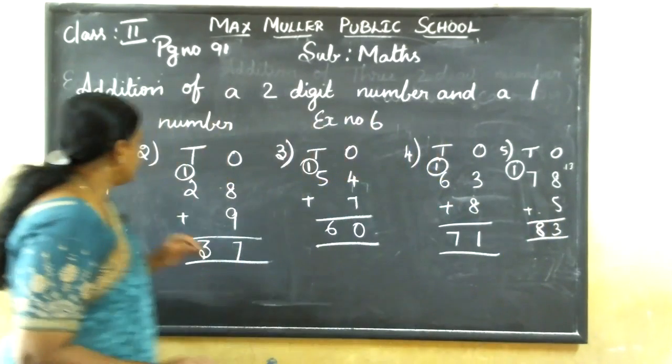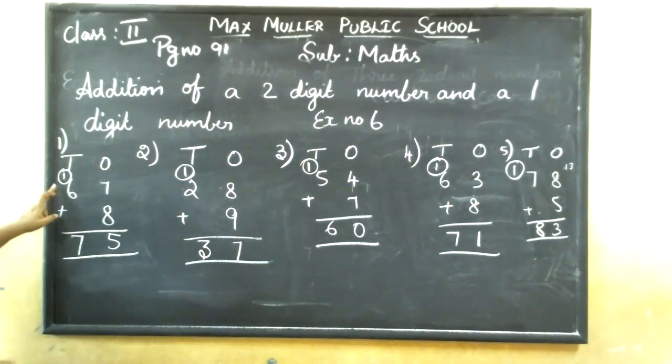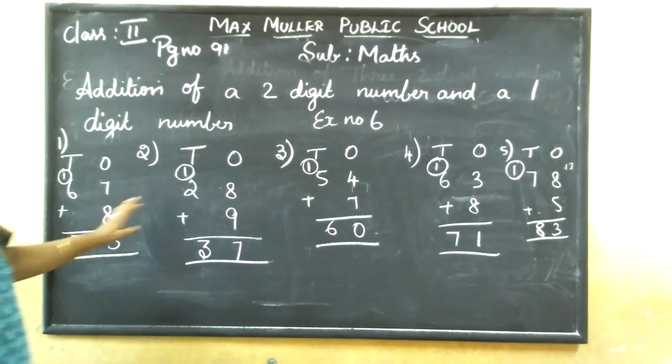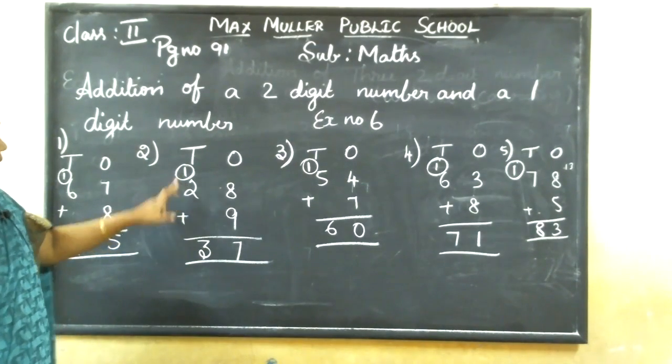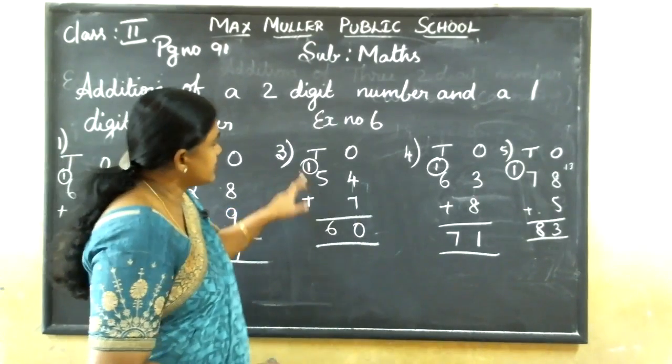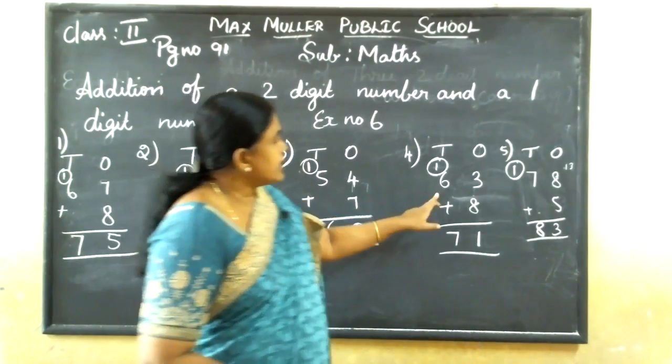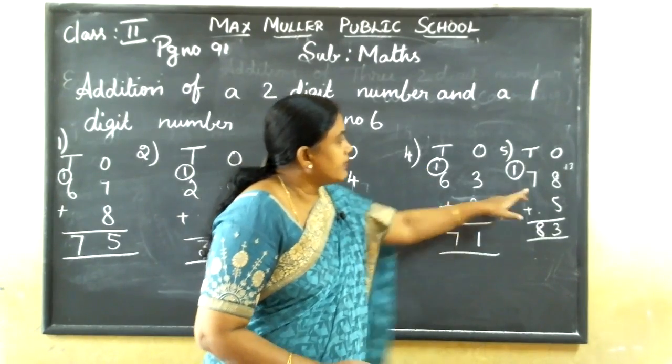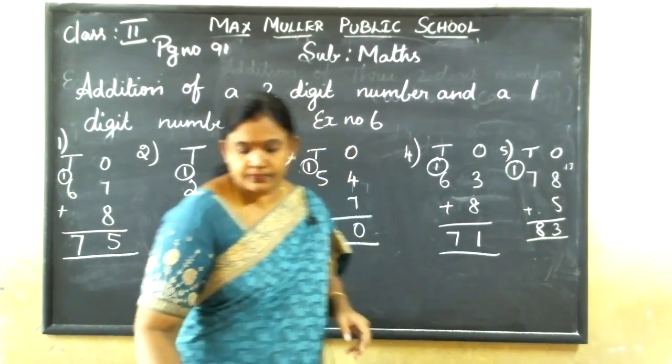See the sums, children. First one. Here also 6 plus 1 will get 7. In down there is no number. So only you count these two numbers, you write the answer. Understood? In second one also 2 plus 1, 3. See here no number. 5 plus 1, 6. 6 plus 1, 7. 7 plus 1, 8.